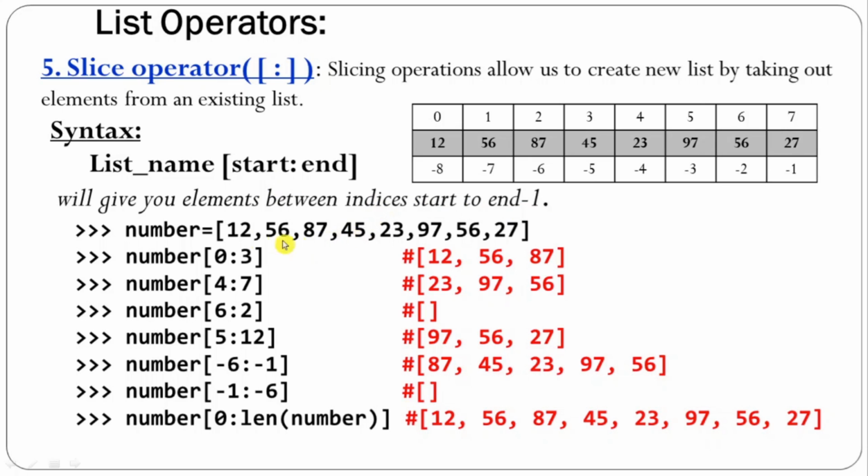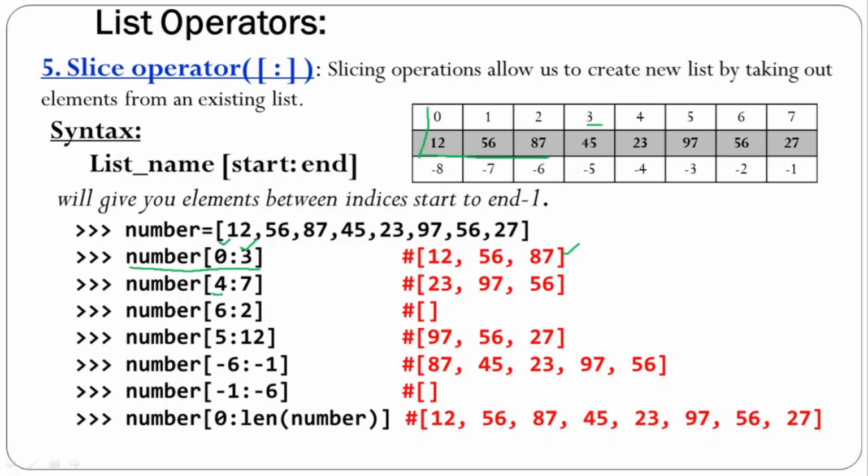Let us look at some examples. A list number is given with 8 values in it. You know that a list has both positive index and negative index. We can use this positive or negative index while slicing. The first example is number[0:3]. The starting index is 0 and the ending index is 3. So the output will contain the items from 0 up to the end index 3. The slice operator returns up to end index minus 1. So the output will be from 0 to 2: 12, 56 and 87.